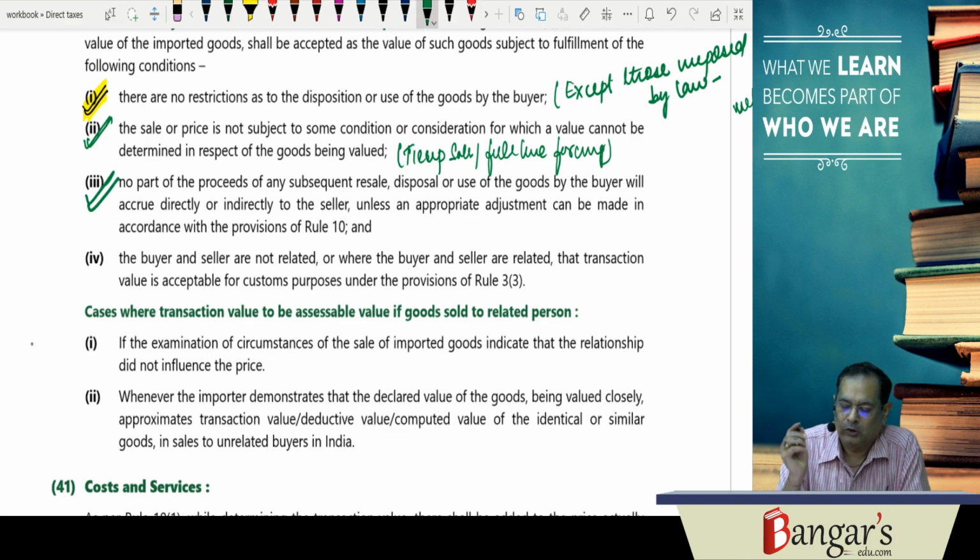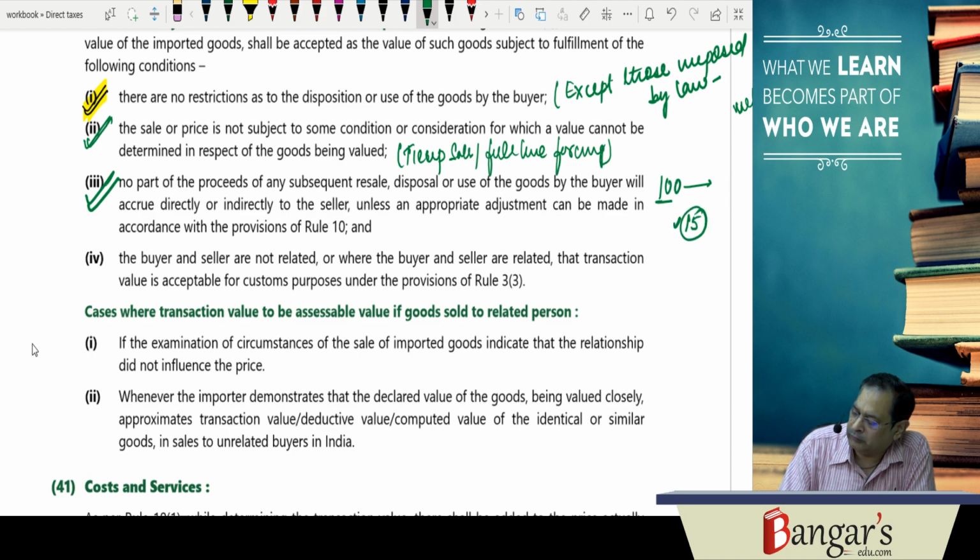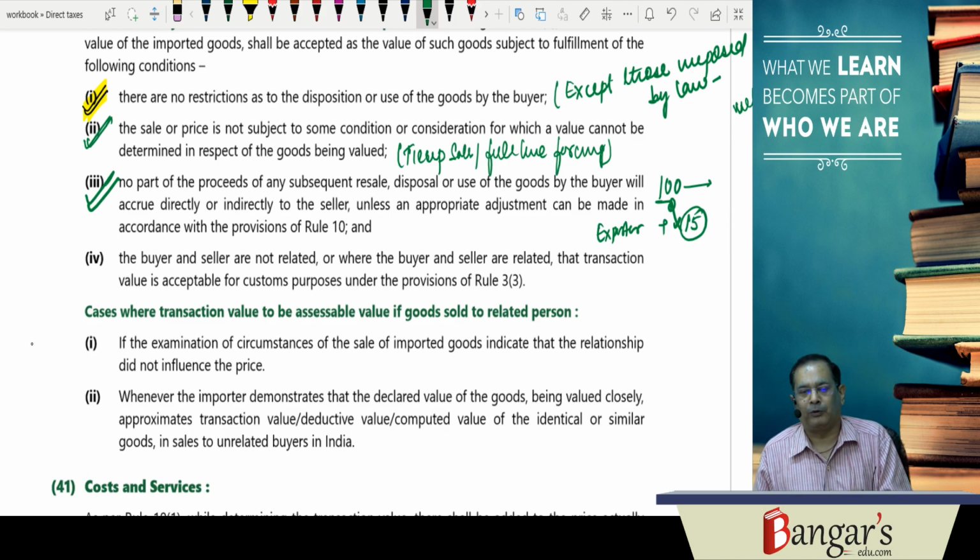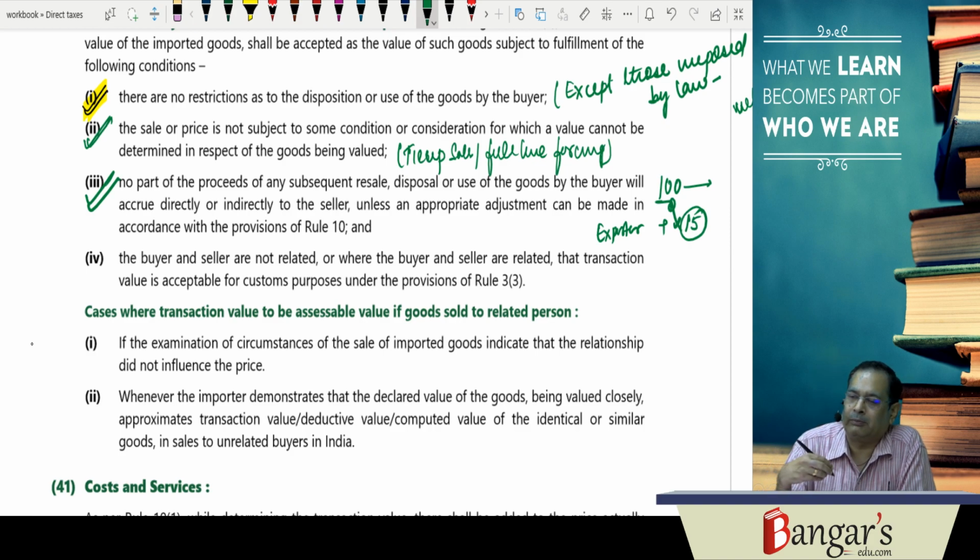Then no part of the proceeds of subsequent resale, disposal or use of the goods by the buyer will accrue directly or indirectly to the seller unless we can make the adjustment as per Rule 10. So if we are importing the goods for ₹100, and then out of the subsequent sale proceeds, 15 rupees is given to the exporter who is exporting the goods to India, then here we are making the payment to the tune of 100 plus 15. So the value must be 115. So in case adjustment can be made as per Rule 10, then that will be accepted. Otherwise, this rule won't be acceptable, and we have to shift to what?